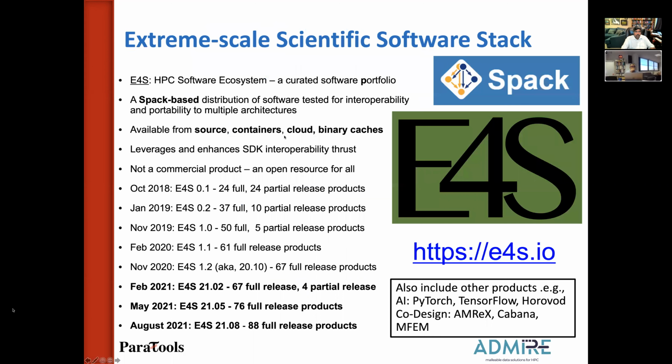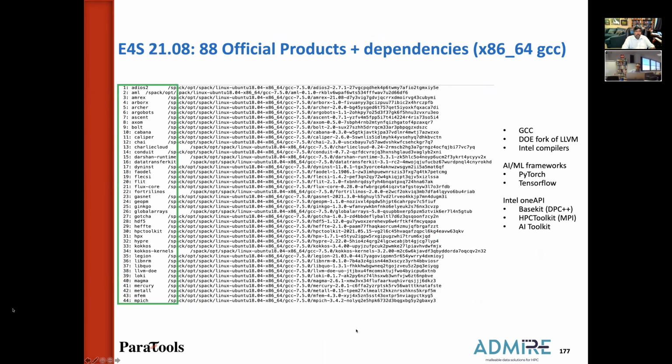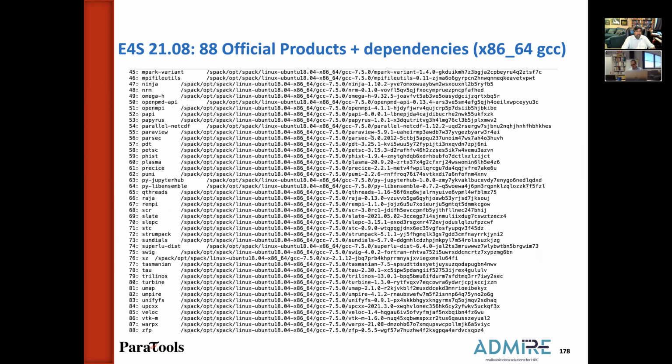So here is a broad range of packages and how many packages we have had in the recent releases. You can see the 21.08 has 88 official products and dependencies, which includes packages like TAU, but also other tools like RAJA, Kokkos, and SUNDIALS, and Trilinos, and others.